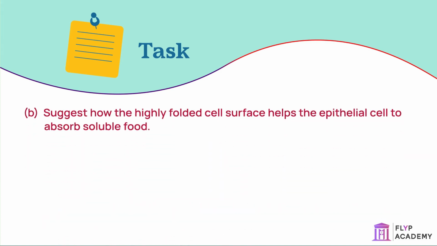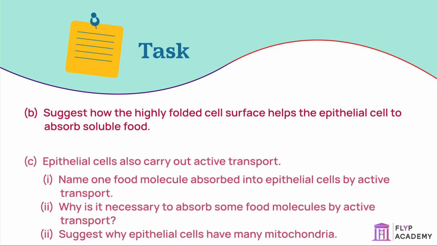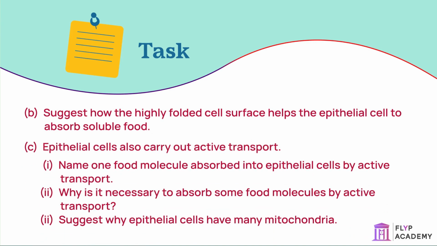B. Suggest how the highly folded cell surface helps the epithelial cell to absorb soluble food. C. Epithelial cells also carry out active transport. 1. Name one food molecule absorbed into epithelial cells by active transport.